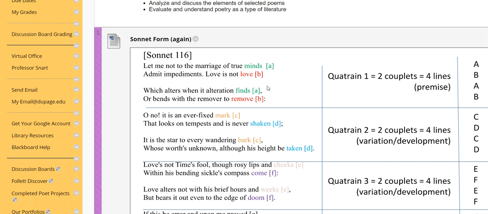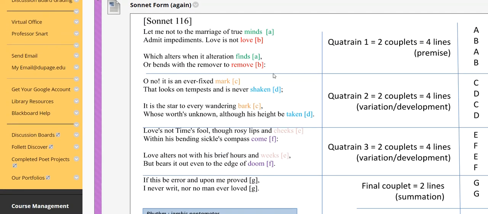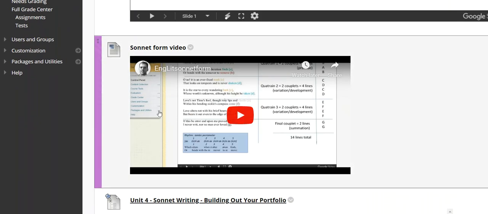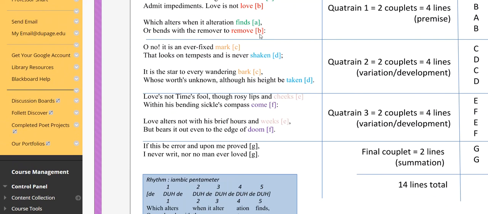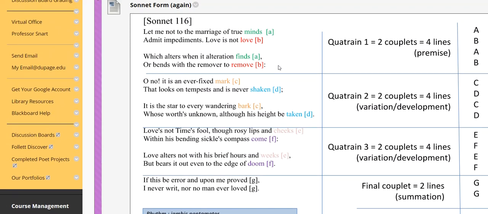So a repeat from last unit, a reminder of the sonnet form, kind of broken down here. My little video that pays particular attention to iambic pentameter, the rhythmic device in sonnets. Again, because I think that is one of the most challenging parts of the form to get, the rules to follow. It's fairly easy to count 14 lines and figure that out. You can kind of get the rhyme scheme. You could see it visually. You could hear it.